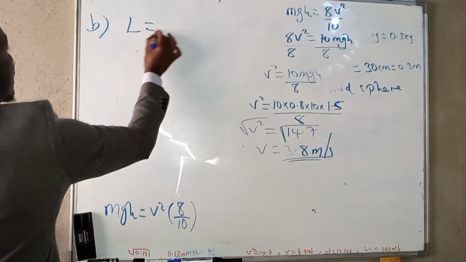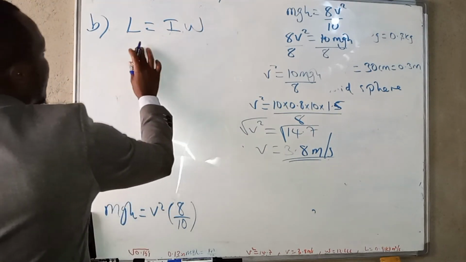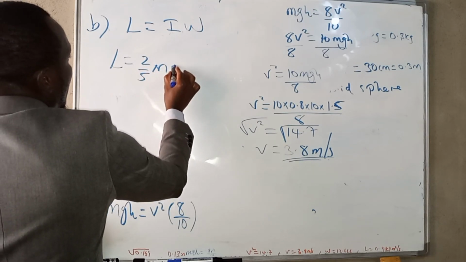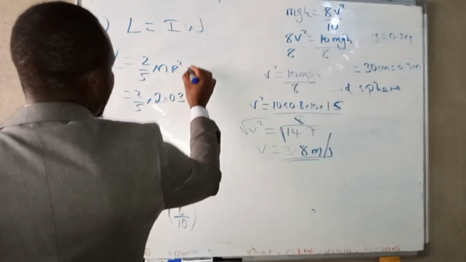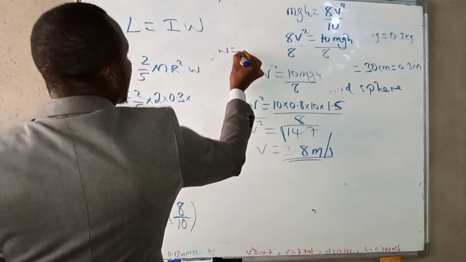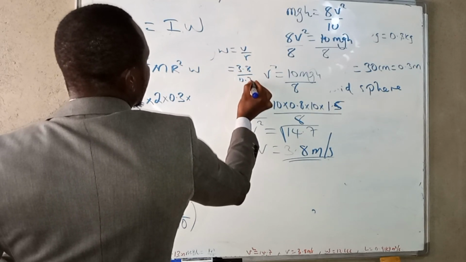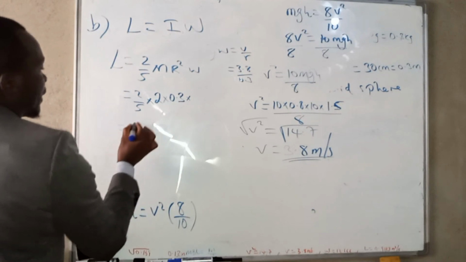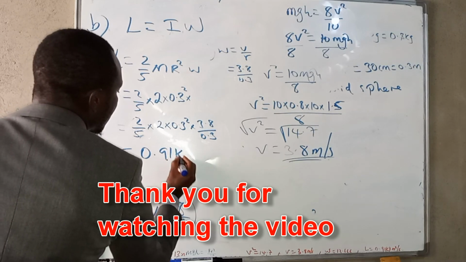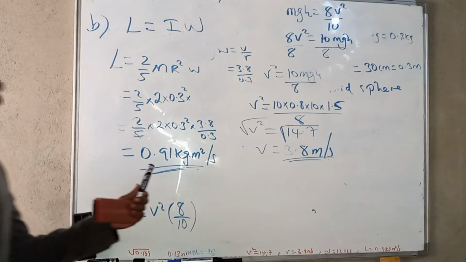Angular momentum is given by I omega. So L is equal to I, which is 2 over 5 m r squared, times omega, the angular velocity, which is v over r, so 3.8 over 0.3. This will give us 0.91 kg meter squared per second. So this is the angular momentum of the sphere.